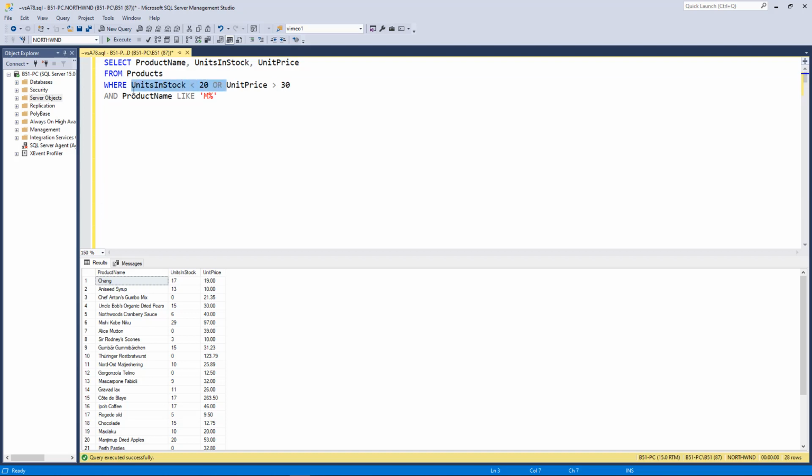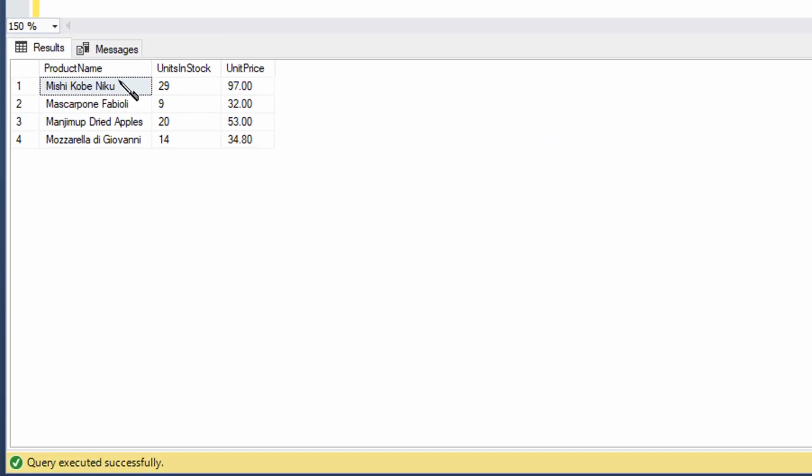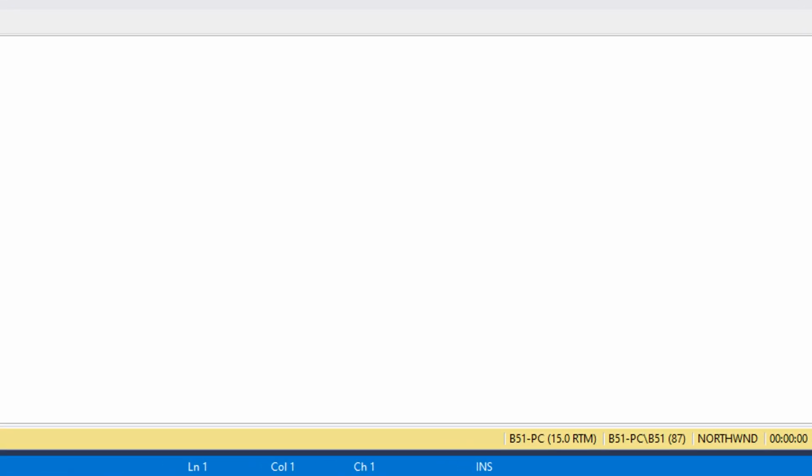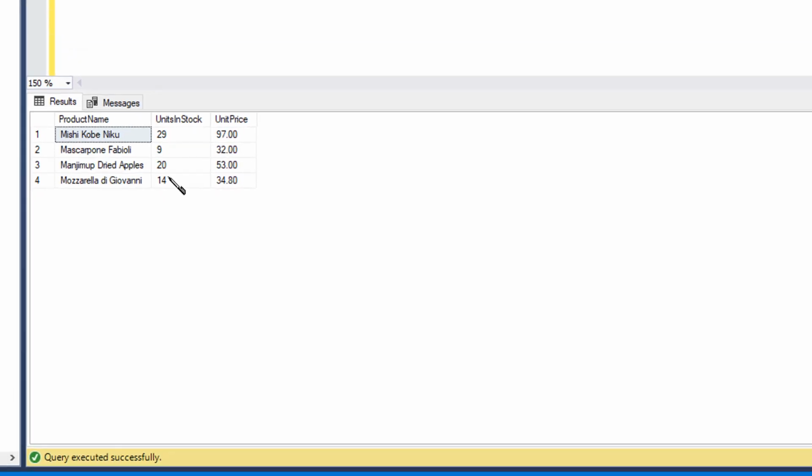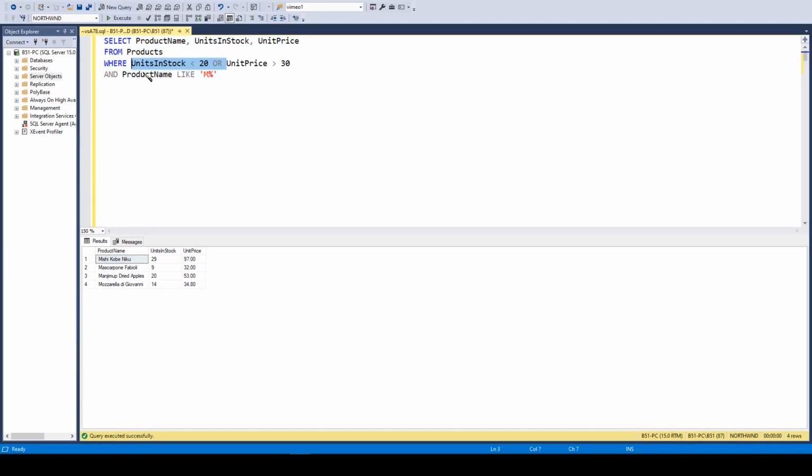Let's run only the second one. What the SQL does, if we run it, we get 4 rows. All of the rows start with M in the product name, and the unit prices are higher than 30. We can see that we have 2 rows whose units in stock are lower than 20. This is why these 2 rows will combine with the second condition.